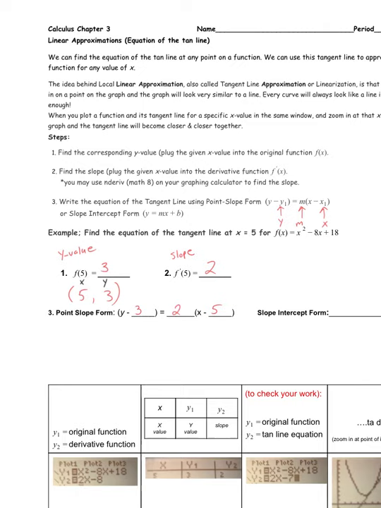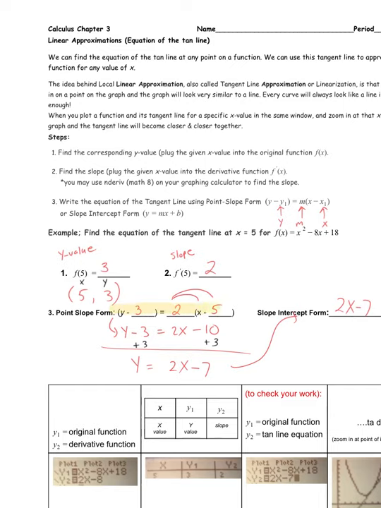Now, if we simplify this, we can get it into slope-intercept form. So y minus 3 comes down. I can distribute the 2, and I get 2x minus 10. Now I just solve for y. I just add 3 to both sides, and that gives me y is equal to 2x minus 7. And that is my slope-intercept form. So there is the equation of the tangent line. In point-slope form, it looks like this.